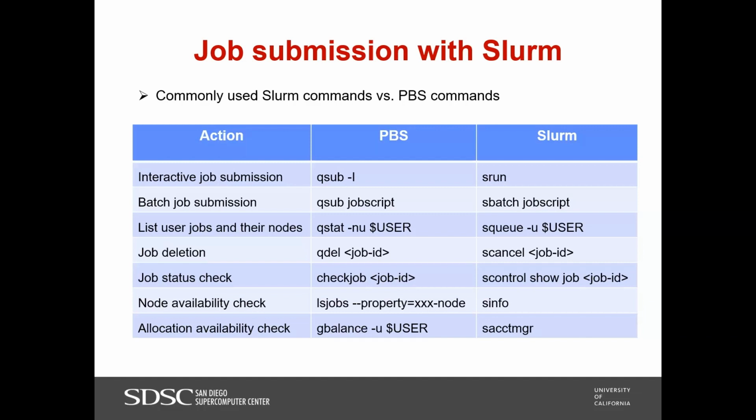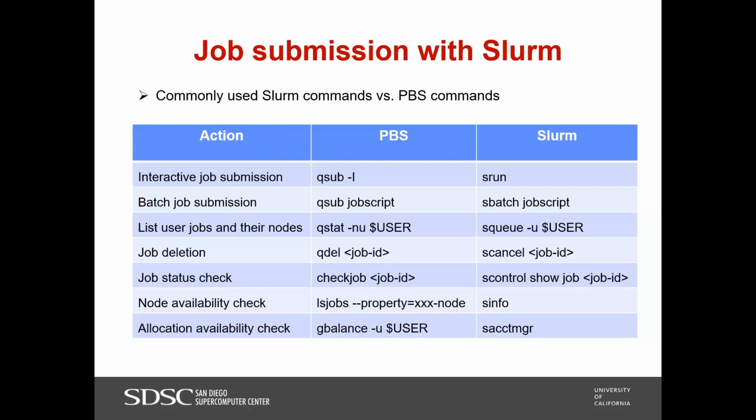Now in SLURM it is sbatch with your job script. If you want to list your jobs and the nodes running your jobs, you can use qstat -u user, and now in SLURM it is sq. If you want to delete a job, we have the same scancel SLURM command. And if you want to check your job status, remember to use scontrol show job, and then add your job ID.